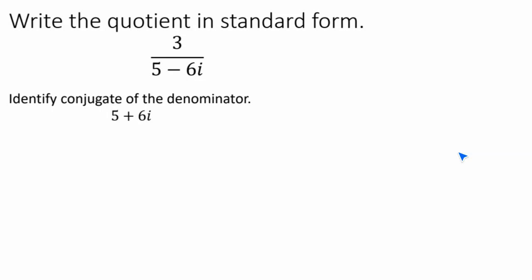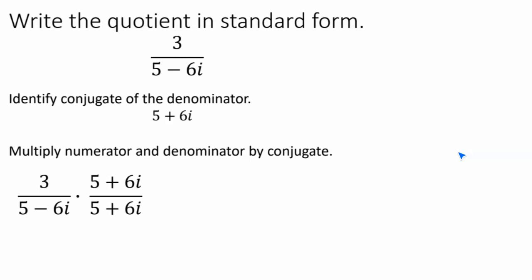Okay, so look what's going to happen if I do this. If I multiply both the denominator and numerator by this conjugate 5 plus 6i. Again, whatever I do at the bottom, I need to do to the top. So I'm going to multiply 5 minus 6i times 5 plus 6i and 3 times 5 plus 6i. And I'm not really changing my problem because what I'm really doing is multiplying by 1, right? 5 plus 6i divided by 5 plus 6i, that's just 1.